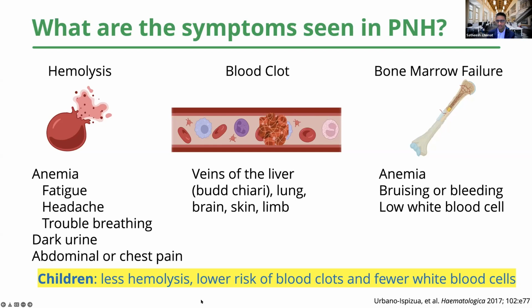We do not know exactly why, but generally the children may not have other morbidity that some of the adults may encounter before they are diagnosed with PNH. And also we have noticed that children tend to have slightly fewer white blood cells, which we will explain as to why that may be the case.